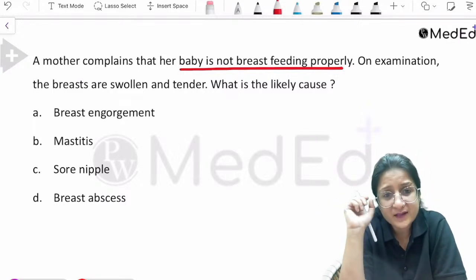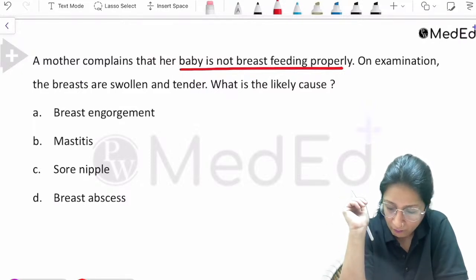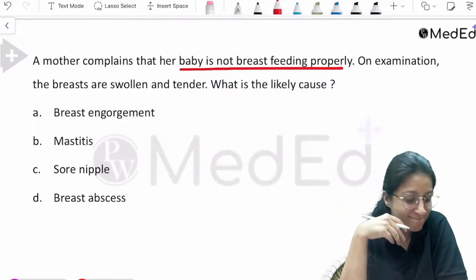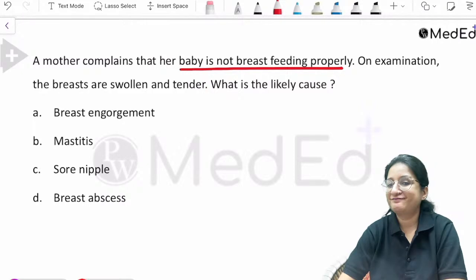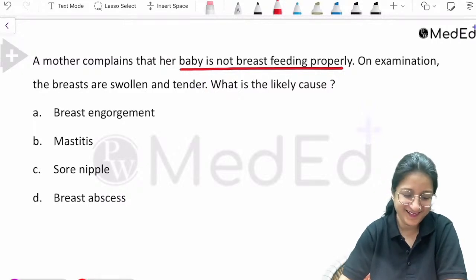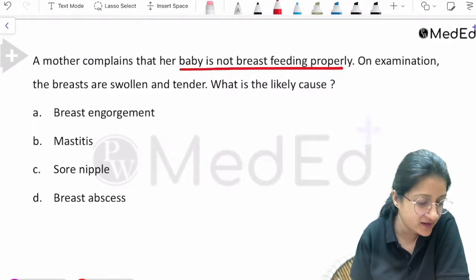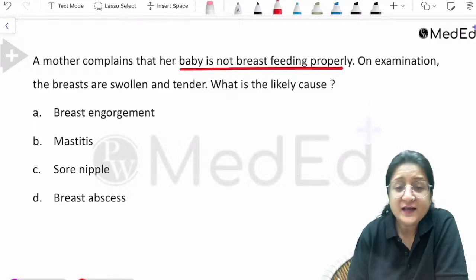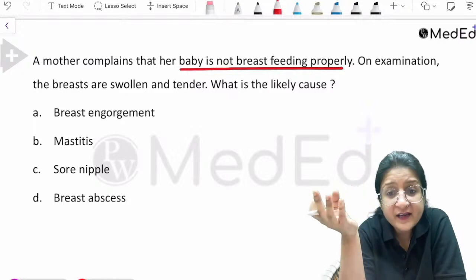Directly breast abscess, you don't have to think anything else, right? What is the likely cause? Sore nipple? The likely cause, very good. S is answering correctly. Now S has changed his answer. A, and no fever.